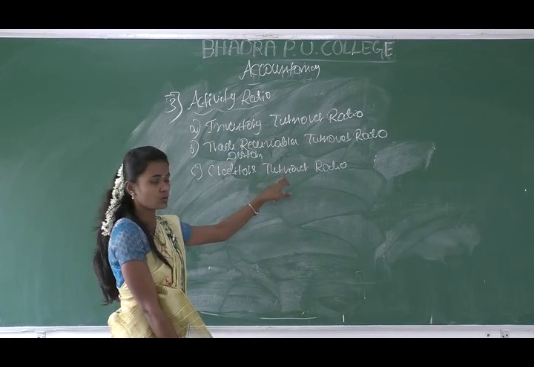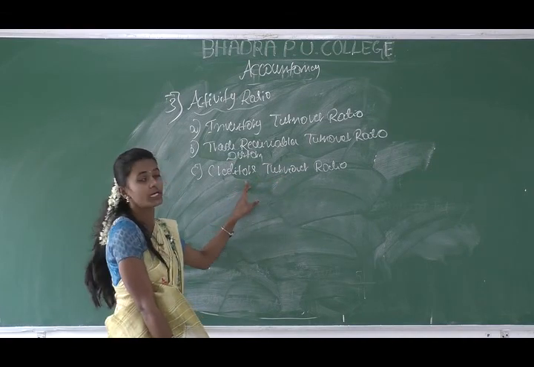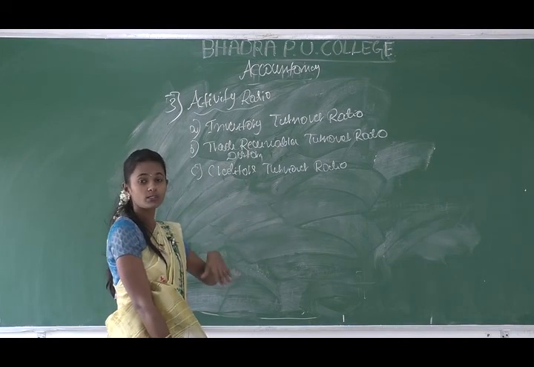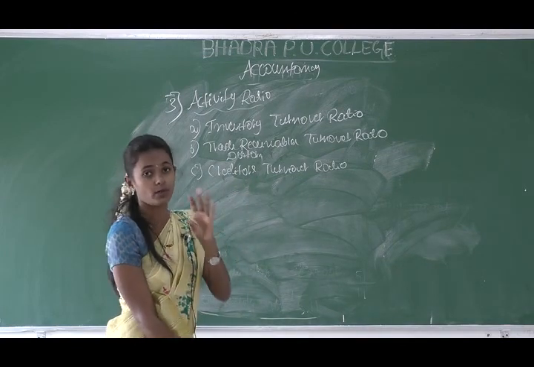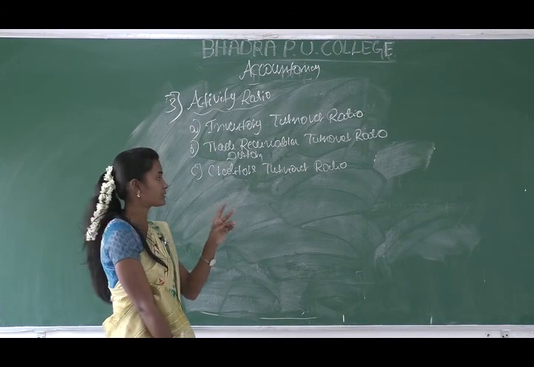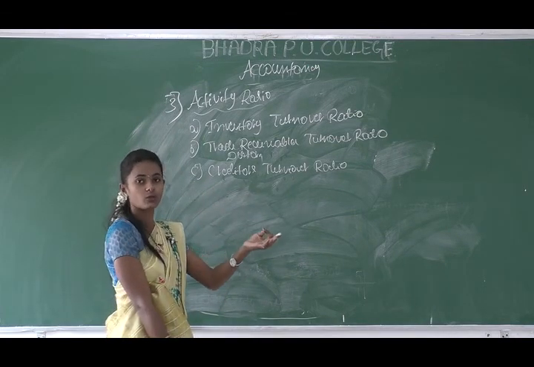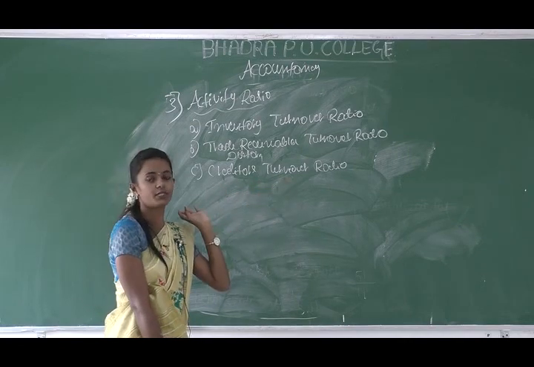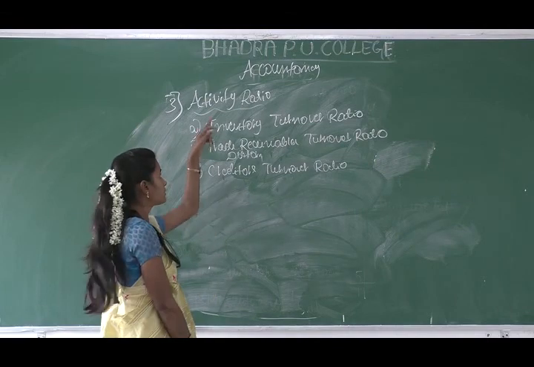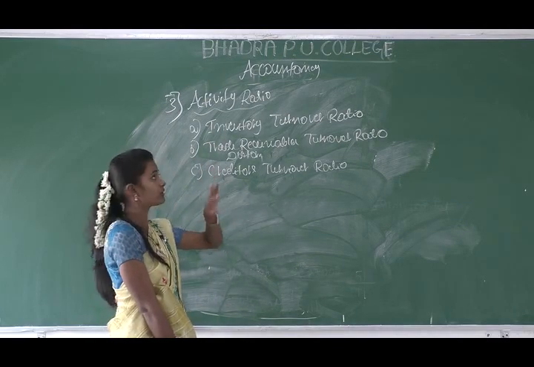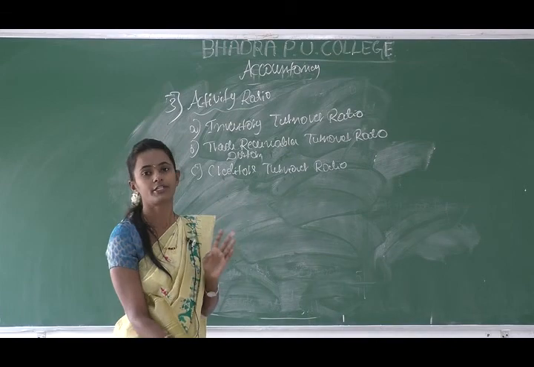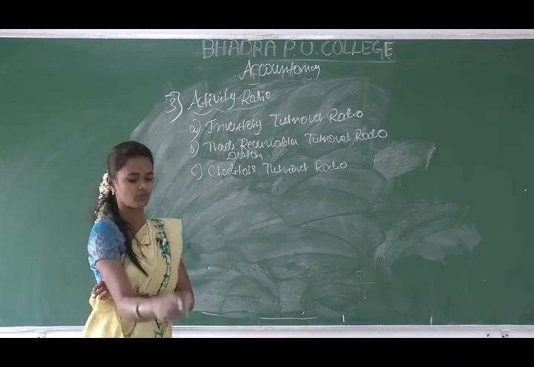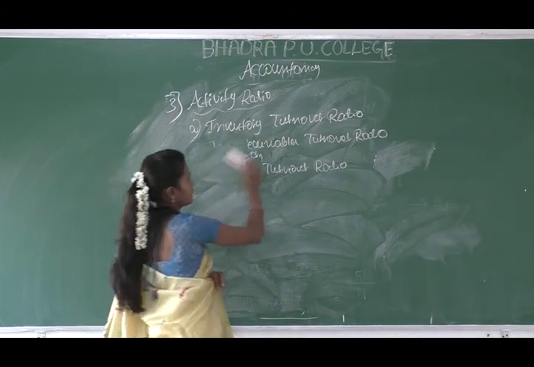So this creditors turnover ratio is also called the trade payables turnover ratio, or the accounts payable turnover ratio. Accounts payable turnover ratio and trade payables turnover ratio are the same, and in the simple word you know, it is the creditors turnover ratio. These are the three categories of activity ratio. First, let's look at the formulas and information of the inventory turnover ratio.